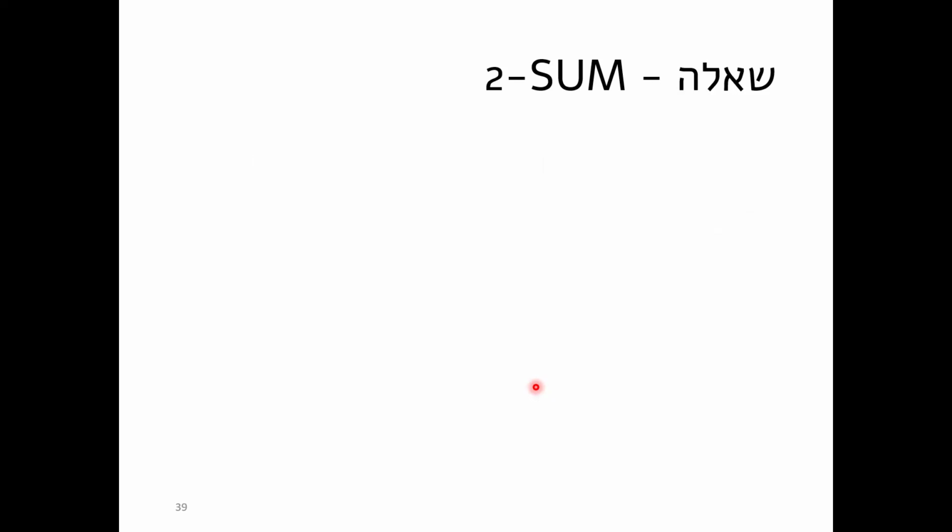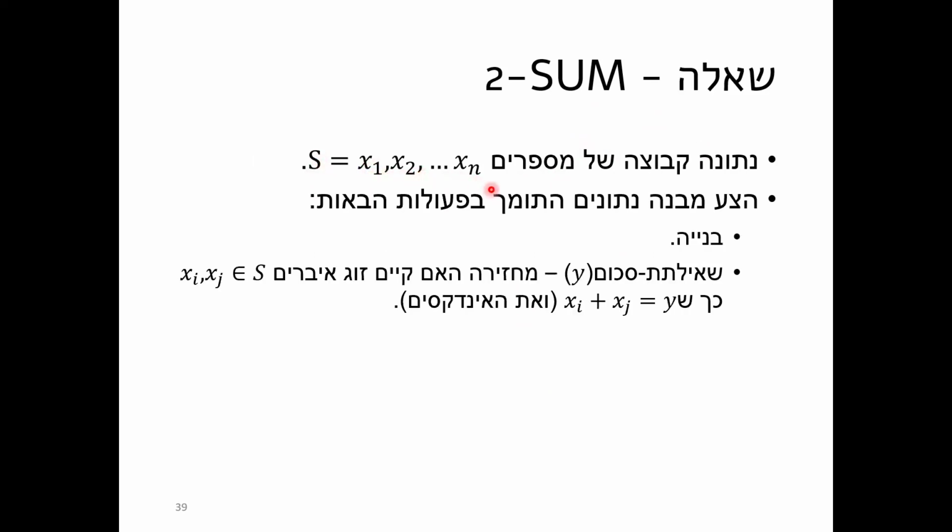So to sum, we're given a group S, which equals x1, x2, up to xn. We're given a group of n elements. This is the same thing we did in hashing, if you remember, but here we're going to do it in other ways that are not hashing. We need to propose a data structure that supports building it and also gets us the two elements that sum to this y.